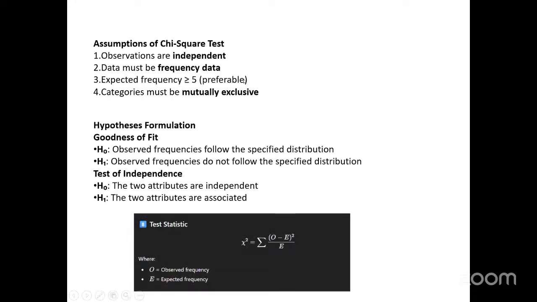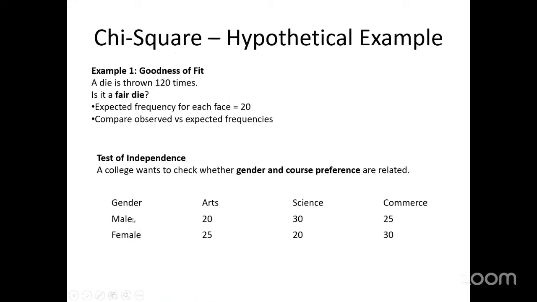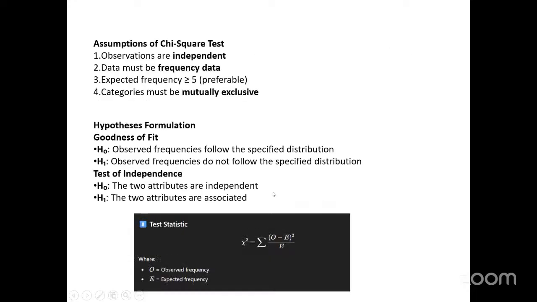So what are the assumptions? The observations are independent, like for the male case and the female case, these are independent, right? There is no association between the male and female. There can be any association between gender and force preference. We will be testing it with the independence test of chi-square, but the observation must be independent.